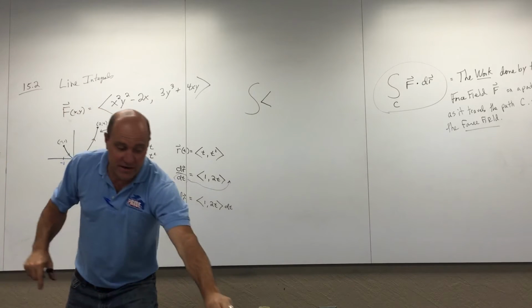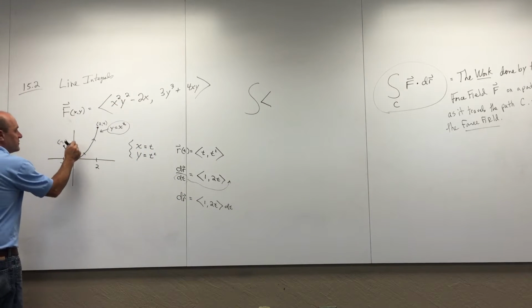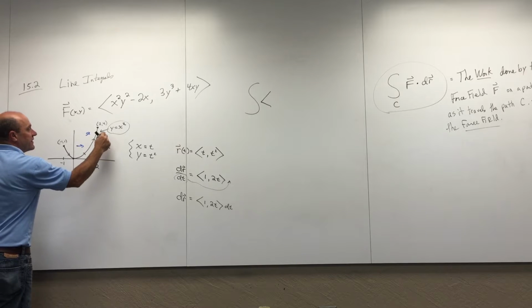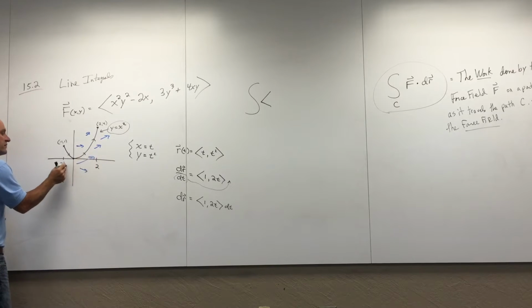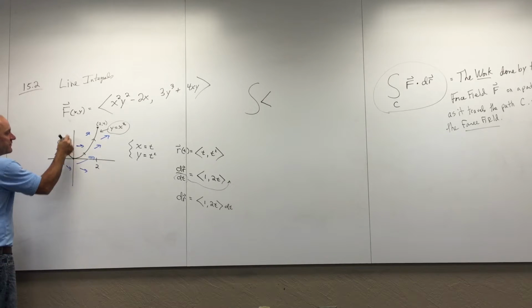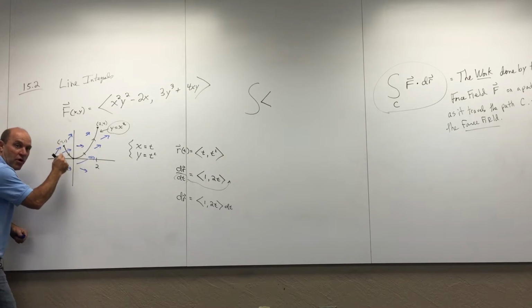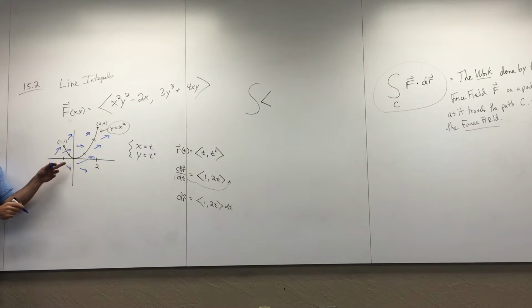I don't know what it is, but I just want to pretend I can see it. There's a vector field here. Short vectors, long vectors, pointing in all kinds of different directions. And I'm a little particle traveling through this vector field on this path.